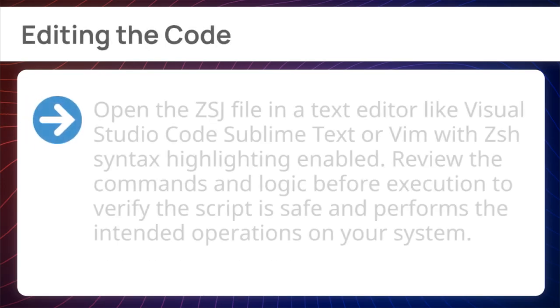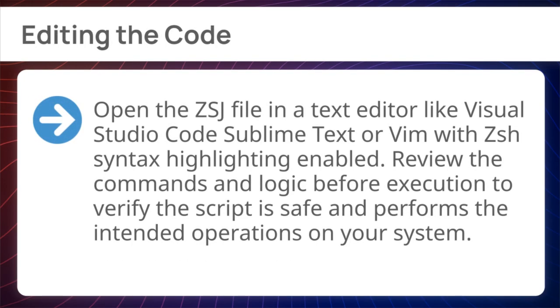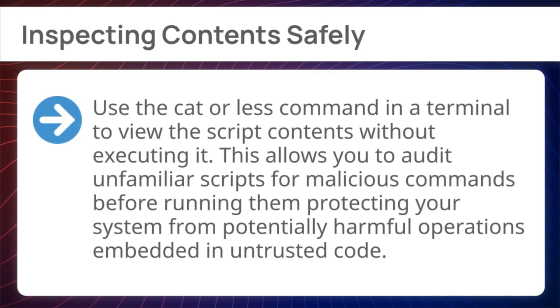Next, editing the code. Open the ZSJ file in a text editor like Visual Studio Code, Sublime Text, or Vim with ZSH syntax highlighting enabled. Review the commands and logic before execution to verify the script is safe and performs the intended operations on your system. Finally, inspecting contents safely.